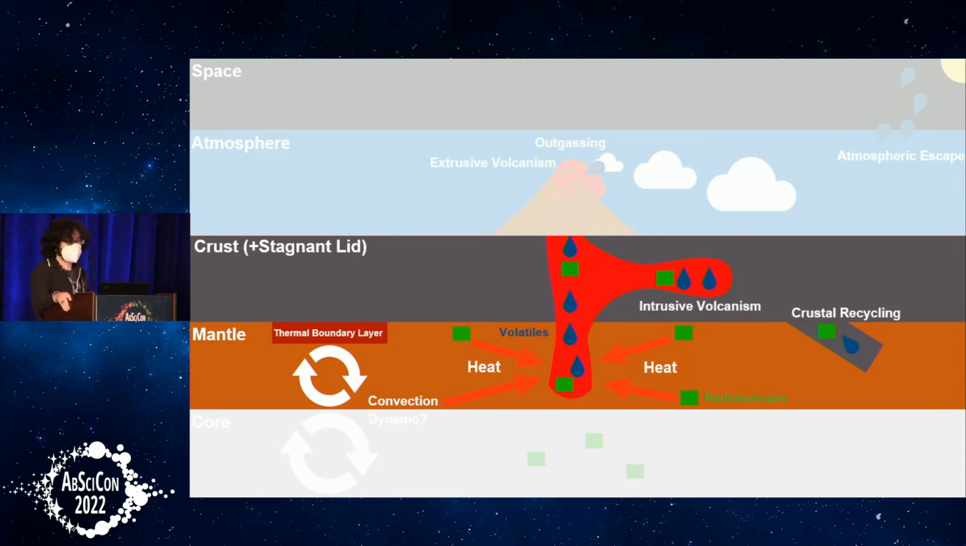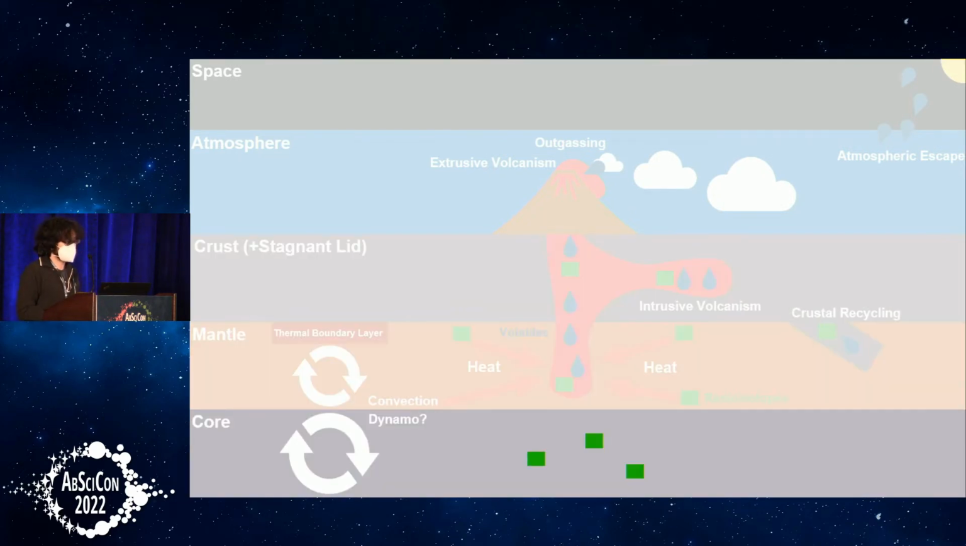However, recent work, such as Brad Foley's work, has shown that even though stagnant lid planets don't have tectonic plates, they can in fact recycle some of those volatiles back into the mantle, mostly through phase changes and density changes that occur in the lower crust. This causes that lower crust region to sink back into the mantle, bringing back those volatiles and completing the cycle. Now, like I said, the mantle is also heated by the core.